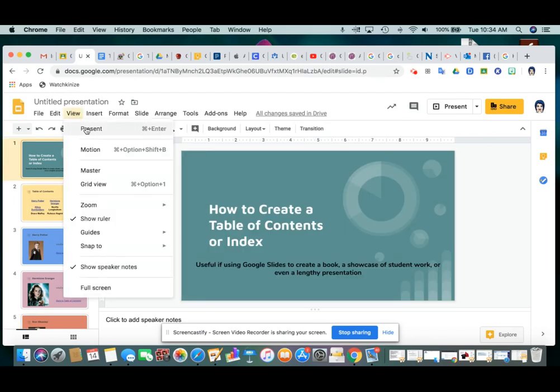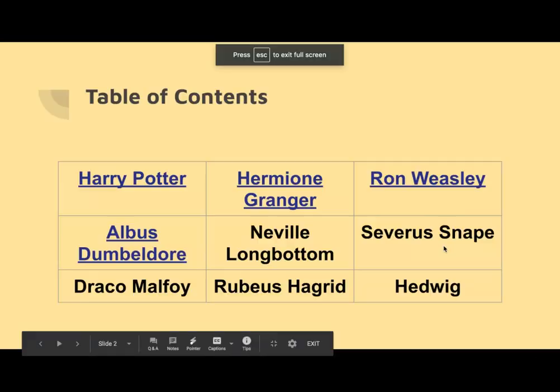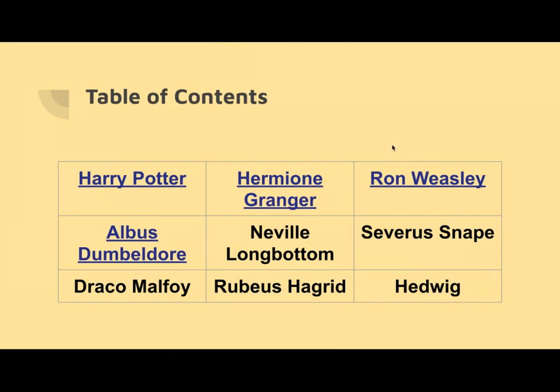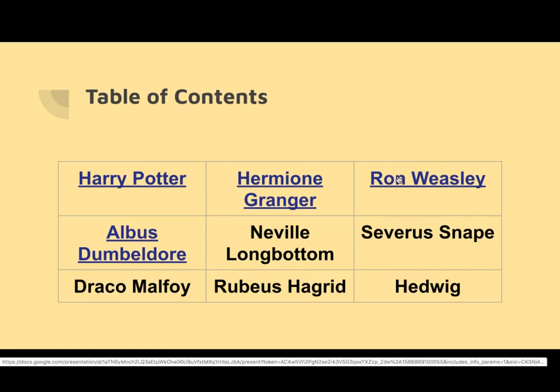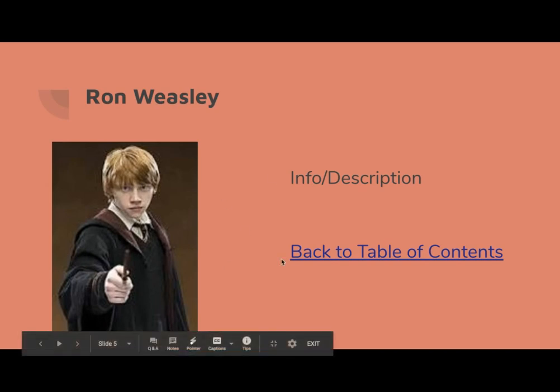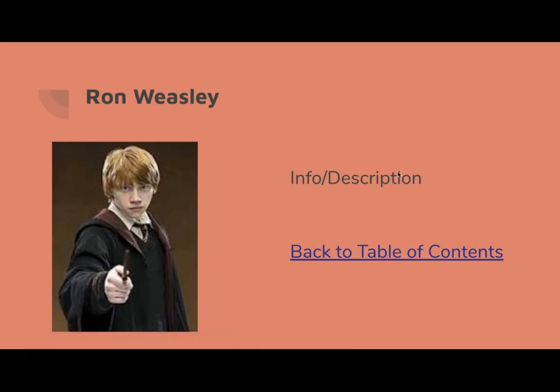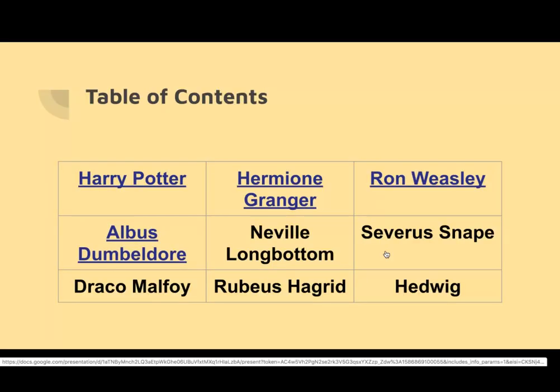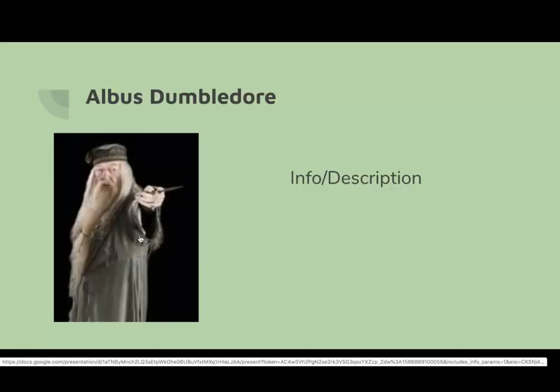So you hit present, and we'll advance to our table of contents. If we wanted to check out Ron Weasley's page first, you see as we get closer to the name, it becomes clickable. So if we click on Ron, it brings us right to Ron's page, and the image and or text is presented there. And then you simply click back to table of contents to see more slides in your presentation.